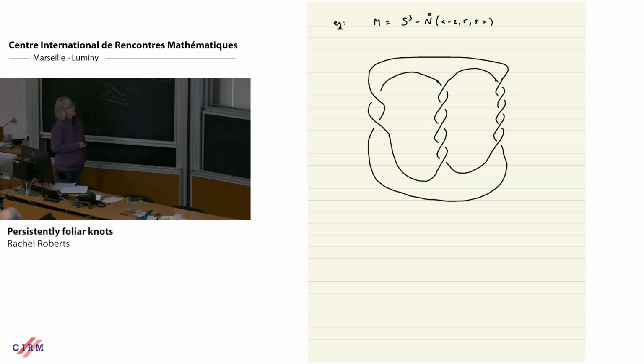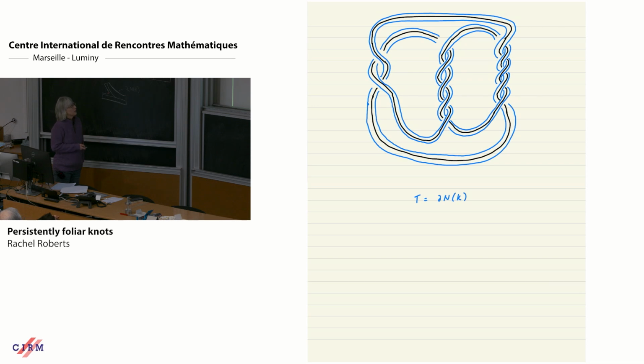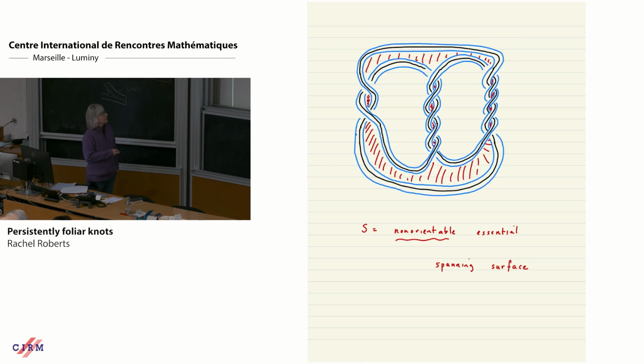So here's your knot complement. Let's begin by just taking a blue boundary of a neighborhood of K. So we're taking a torus, and so we have this blue torus. And that's our first surface. So our first surface is this blue torus. We're then going to take this surface. So this is a spanning surface.